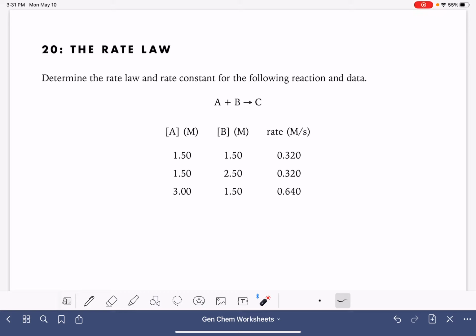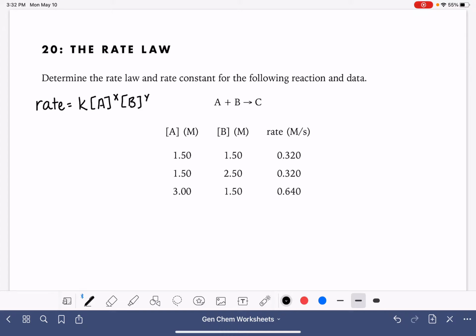On this worksheet, we're going to go through an example of determining the rate law and also determining the rate constant for this reaction right here, given this set of data. As a reminder, when you're asked to determine the rate law, you're really just being asked to solve the exponents in this generic equation. Rate equals little k, A to the x, B to the y.